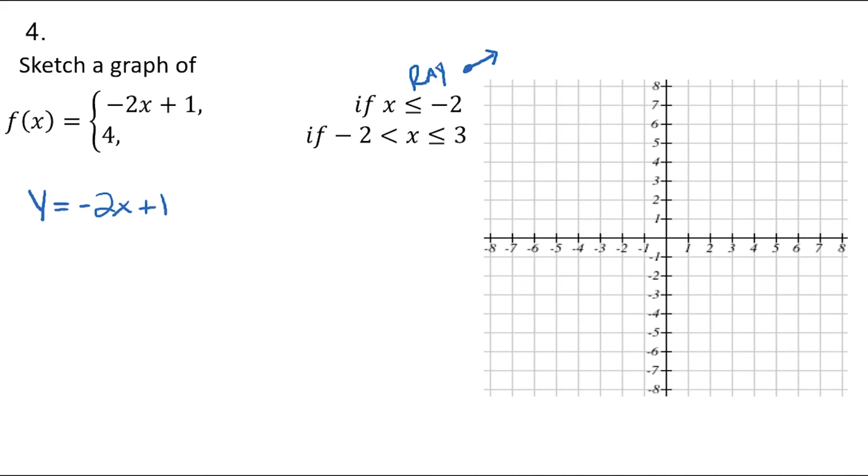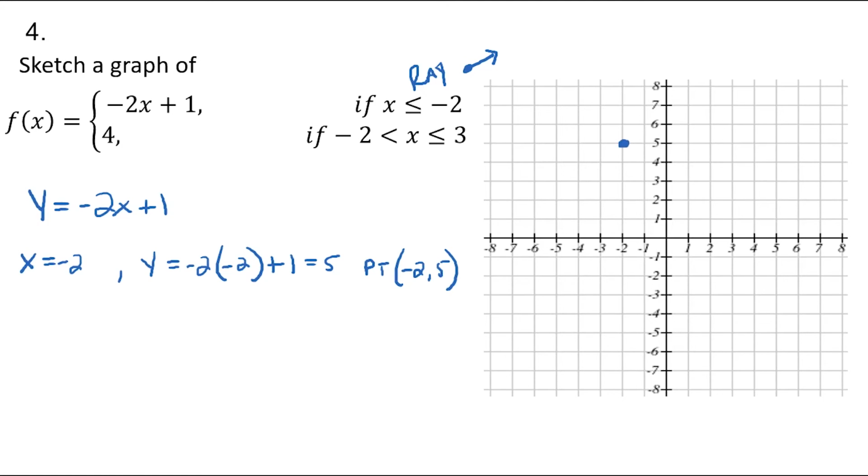So let's start with x being equal to negative 2. Let's see what that gets us. We'll have y equal to negative 2 times negative 2 plus 1. That's equal to 5. So the point that we have here is negative 2 comma 5. And because this is less than or equal to negative 2, that is going to be a closed circle.